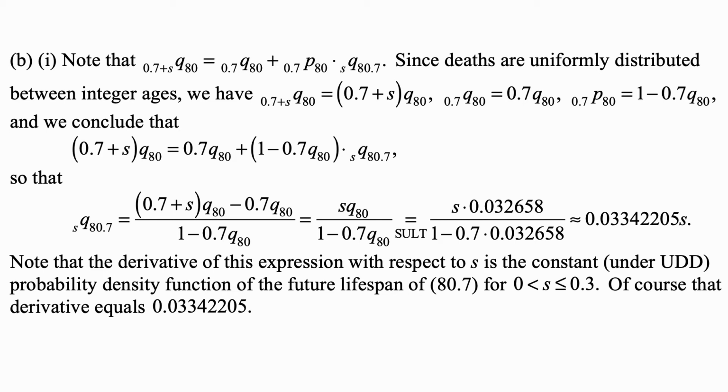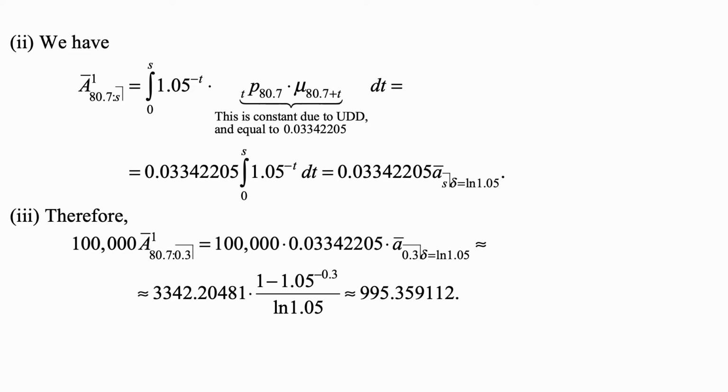Note that the derivative of this expression with respect to S is the constant under uniform distribution of deaths, probability density function of the future lifespan of 80.7 for S between 0 and 0.3. And the derivative is that constant that you see there, 0.033422205.